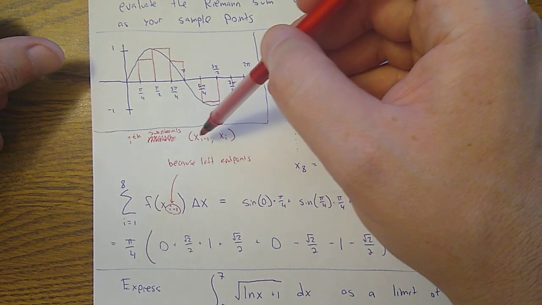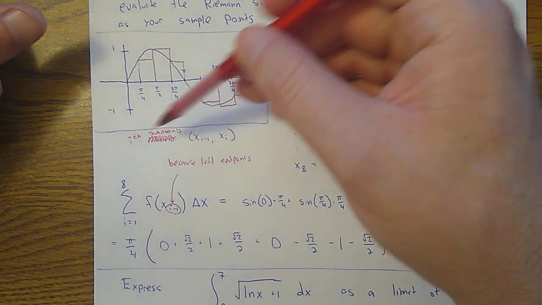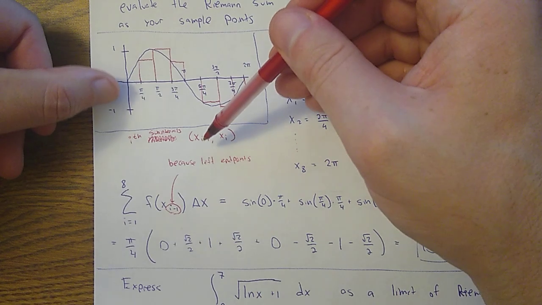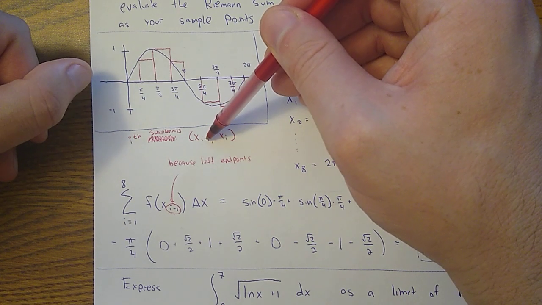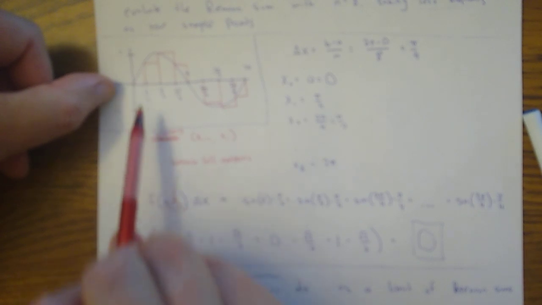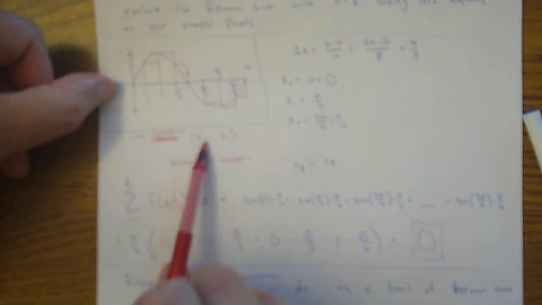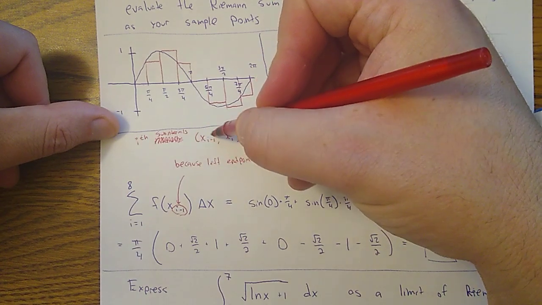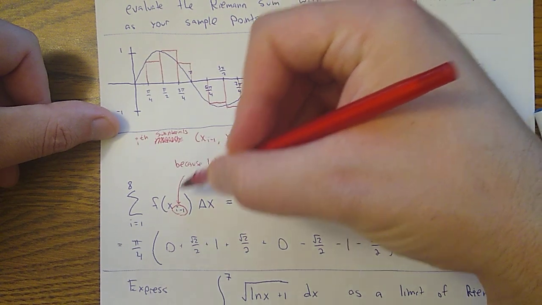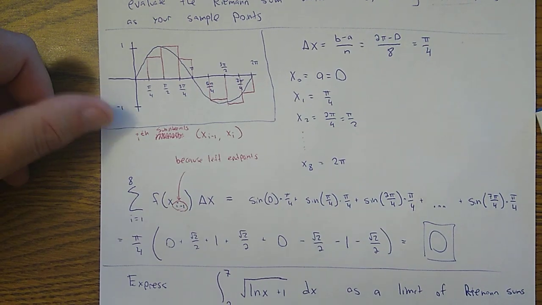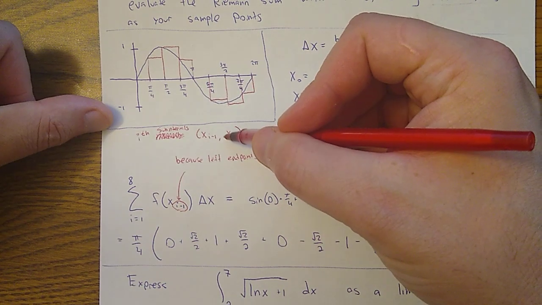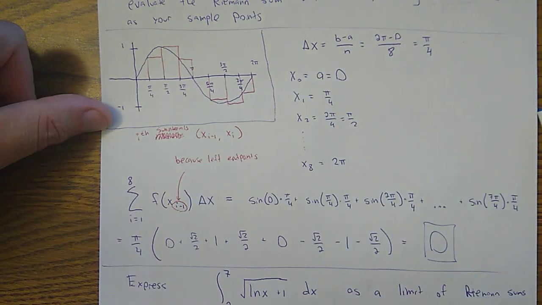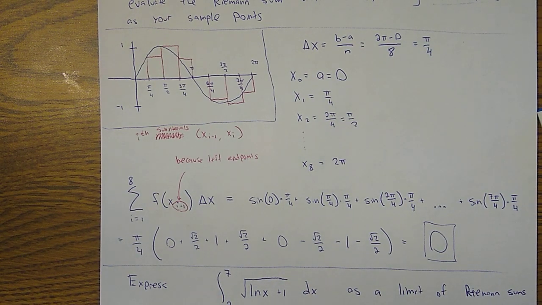So the ith subinterval is this. For example, the first subinterval, when i is 1, would be x sub 0 to x sub 1. That's this one, and then the second subinterval would be x sub 1 to x sub 2. That's this one. And because I'm doing the left endpoint, this is the left endpoint. That's why this is x sub i minus 1. If I was using right endpoints, the right endpoint would be this one, and then this would be x sub i. So it's just a slight difference.